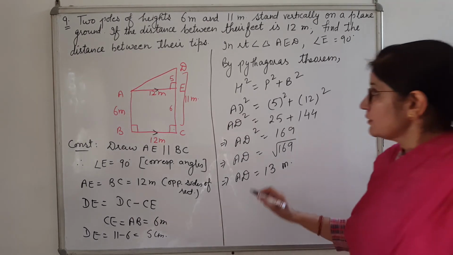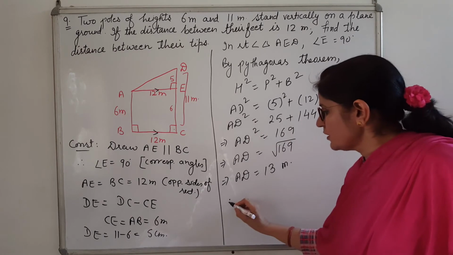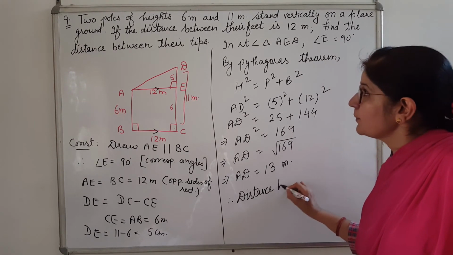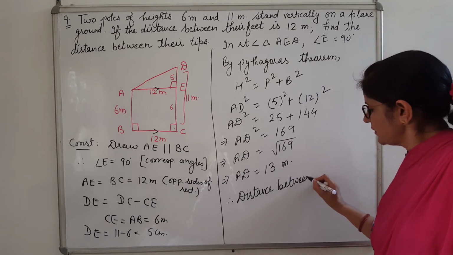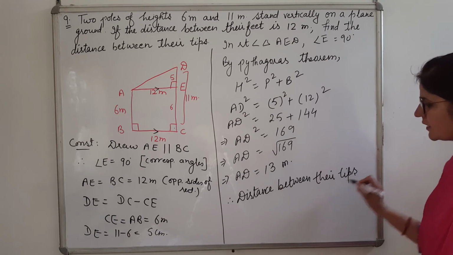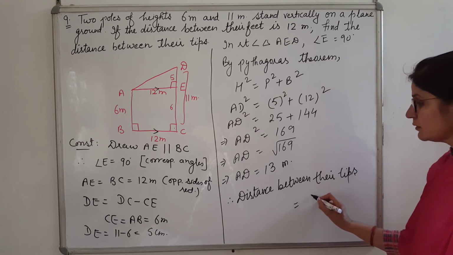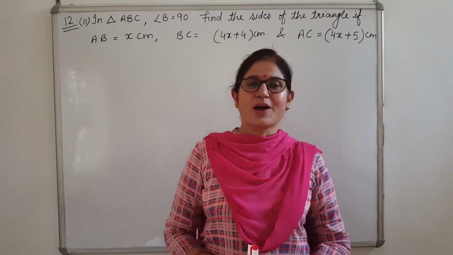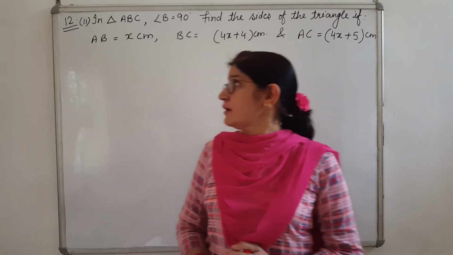Now you have to sum up the sum. Therefore, the distance between their tips is equal to 13 meter. This is your answer. Now, next question 12.